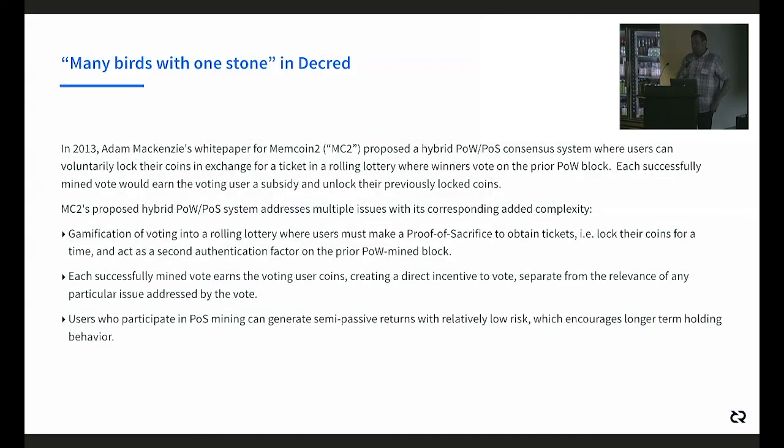And to an extent, this allows you to generate semi-passive returns with relatively low risk. In a lot of cases, at least currently with the current financial situation, you can't really obtain a low-risk return. You can leave your money in a bank account. Good luck getting much interest. So what we're trying to do is have a return to what people would call old school banking, where you put your money in a bank, you can slowly gain interest. But what we do is we force you to do something useful in order to gain that interest, which is voting.